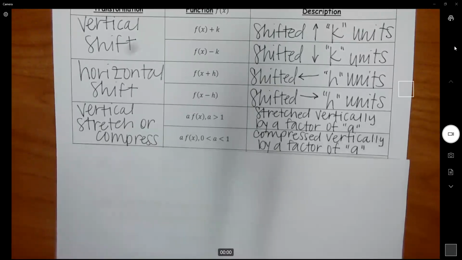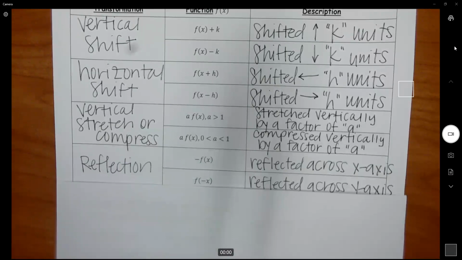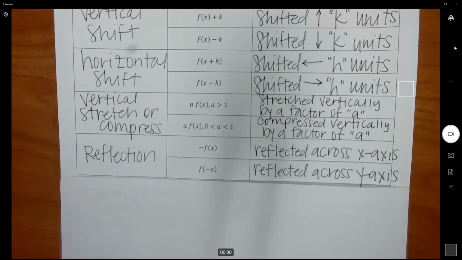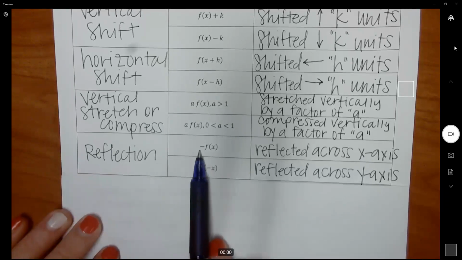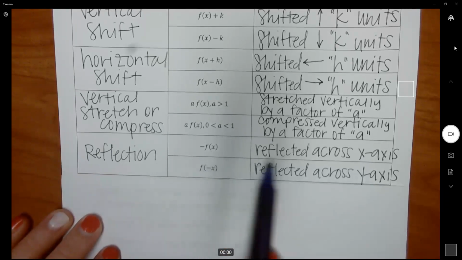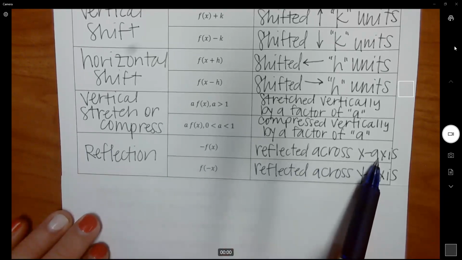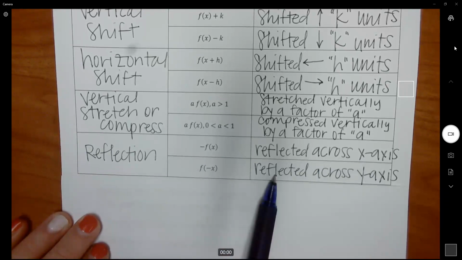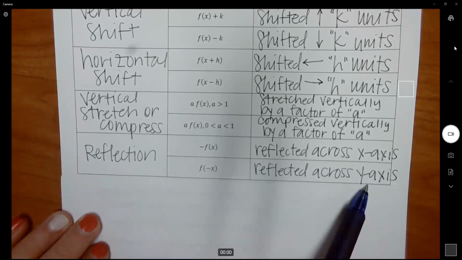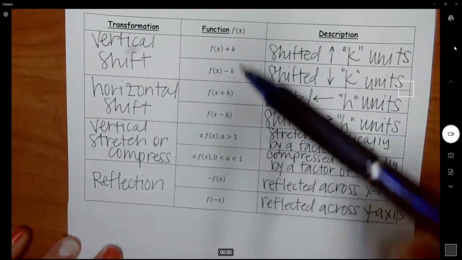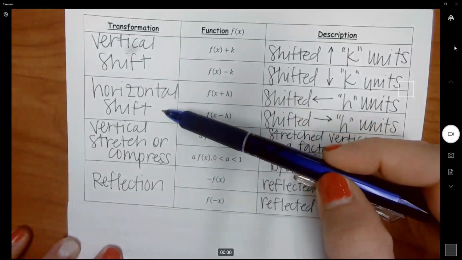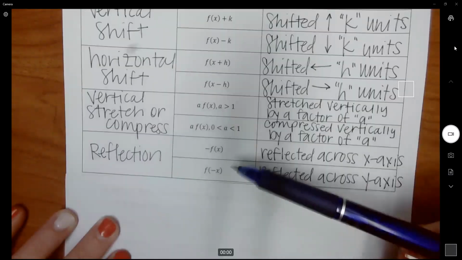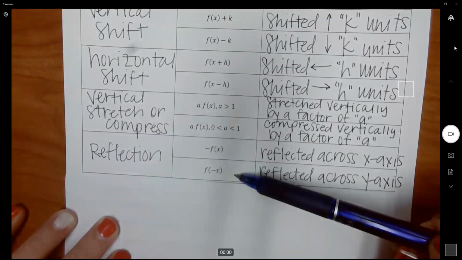And then lastly, on the Explore activity, 7 and 8 had to do with reflection. When you have a negative in front of your function, you are going to reflect it across the x-axis. But when you have a negative inside of your function, you are reflecting it across the y-axis. This is very similar to your vertical shifts versus your horizontal shifts. Is it at the end of your function, or is it in your function? Is it before your function, or is it in your function?